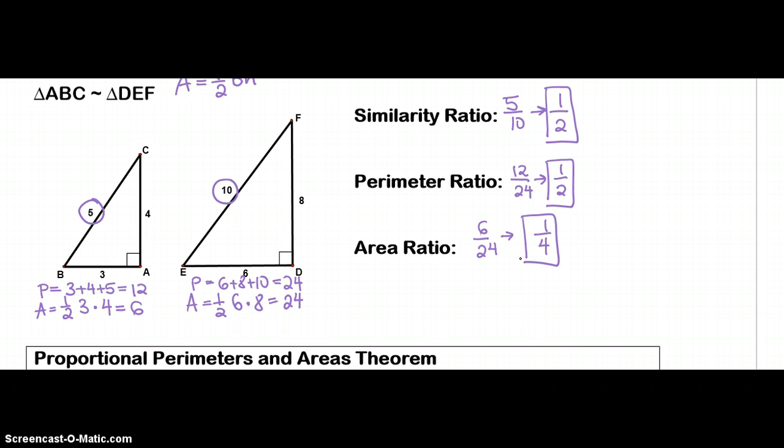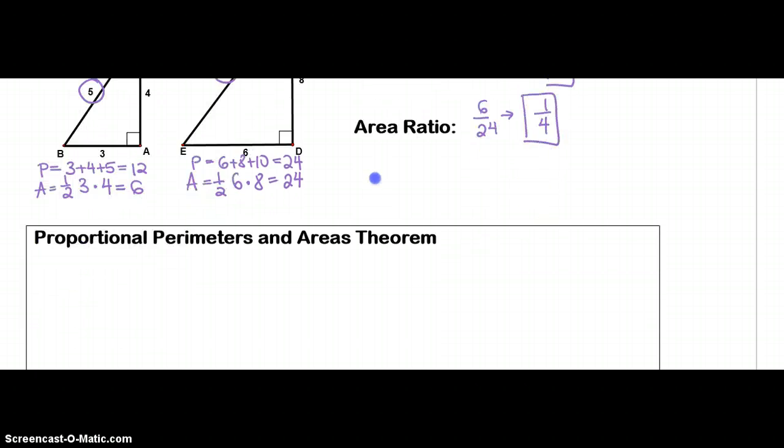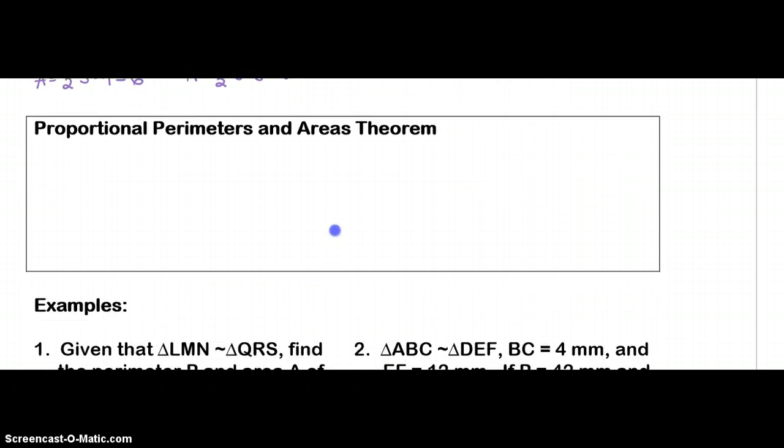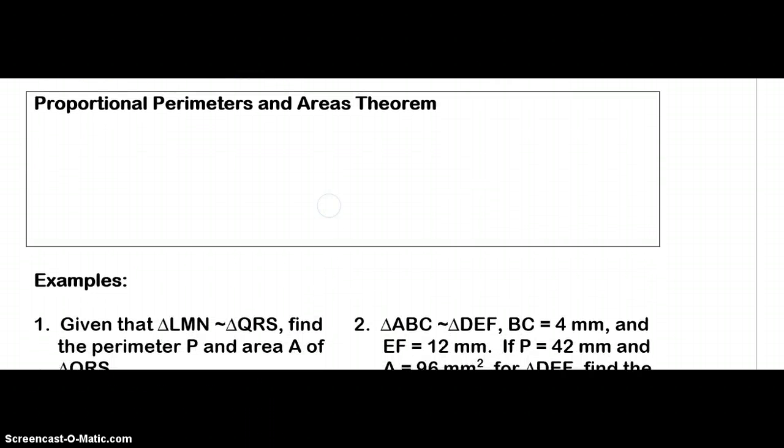And the way we're going to remember this is you always find area in square units. Area is always square feet, square centimeters. So what you have to do is take the similarity ratio or the perimeter ratio and you square it, and that's how you're going to get the area ratio. Okay, so that brings us to the next box, proportional perimeters and areas theorem.